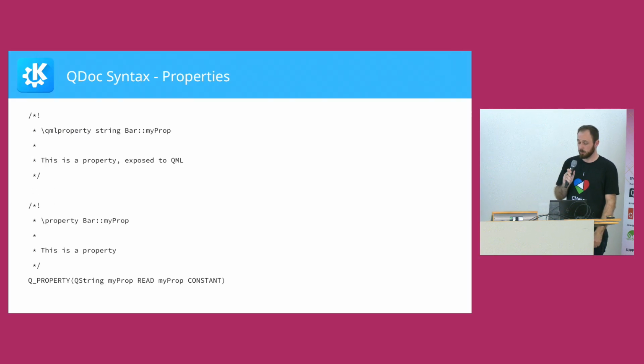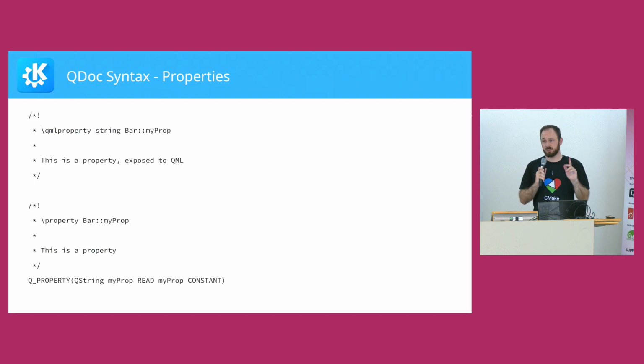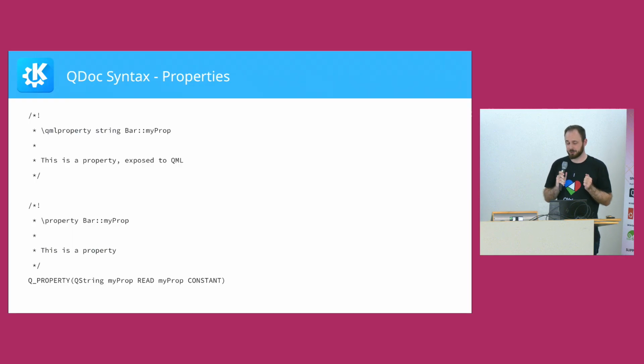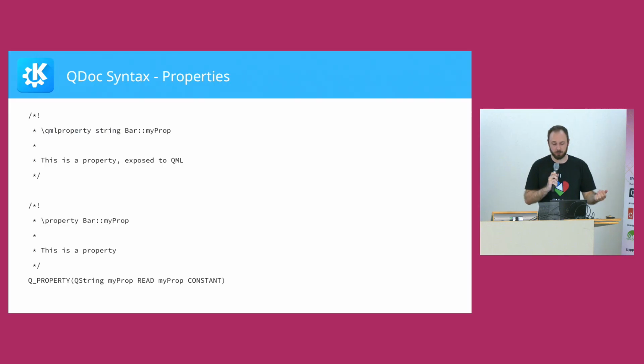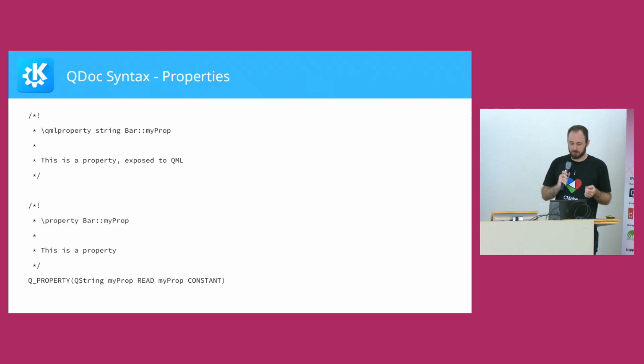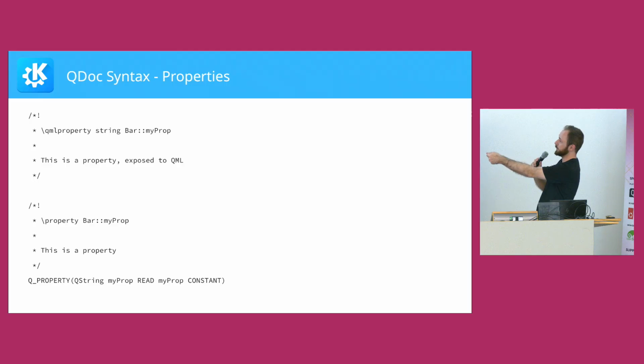Then we have properties. Here we unfortunately need to differentiate between QProperties that are just exposed to C++ and properties that are exposed to QML. In the C++ case, we have the case below. We just write \property, then give it class name, property name, and a description, and the rest is mostly inferred just from parsing the code.